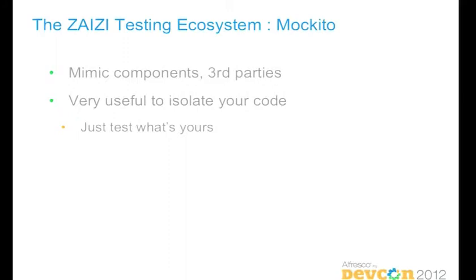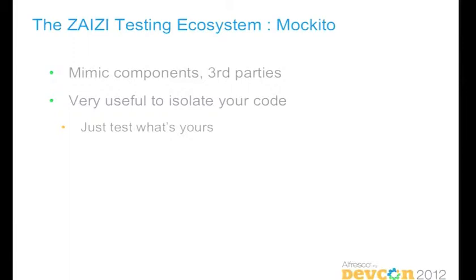We also have Mockito. That's maybe less known, but it's another Java library for emulating third parties, okay? Because when we're integrating with third parties, we are expecting that third parties work. So what we do is emulate the behavior of this component and test only the integration. And as I say, it's very useful to isolate our code because we only test what is ours.